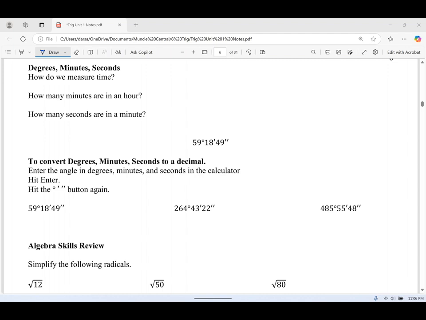So, how many minutes are in an hour? Is it 10? Because 10 would make sense because we tend to do things in tens in math, but it's not 10. How many minutes are in an hour? It's 60 minutes in an hour. And how many seconds are in a minute? Well, there's 60 seconds in 1 minute.